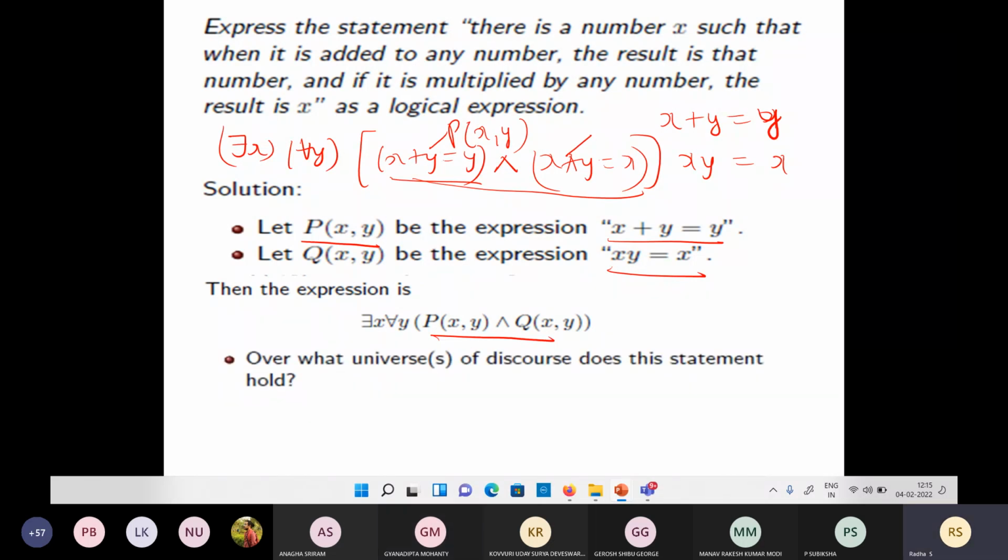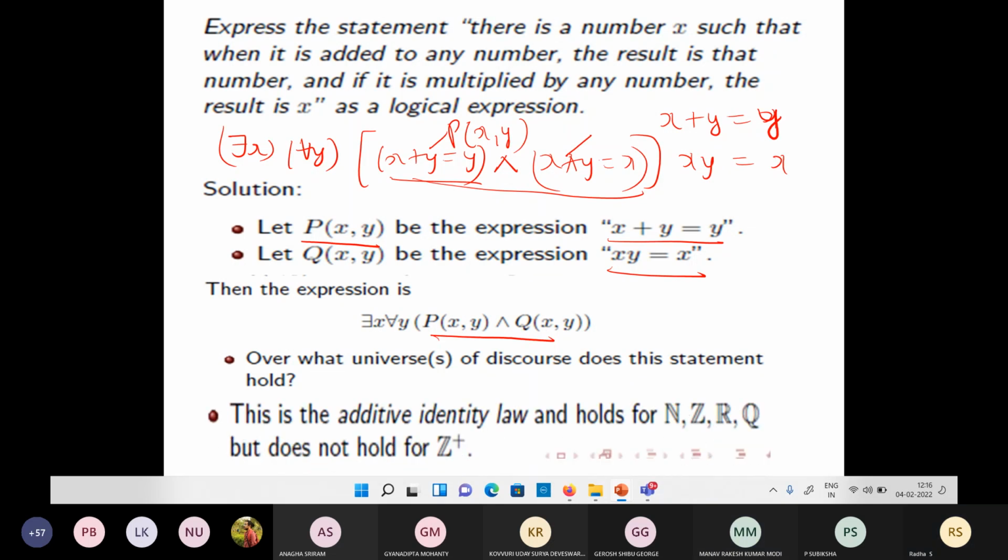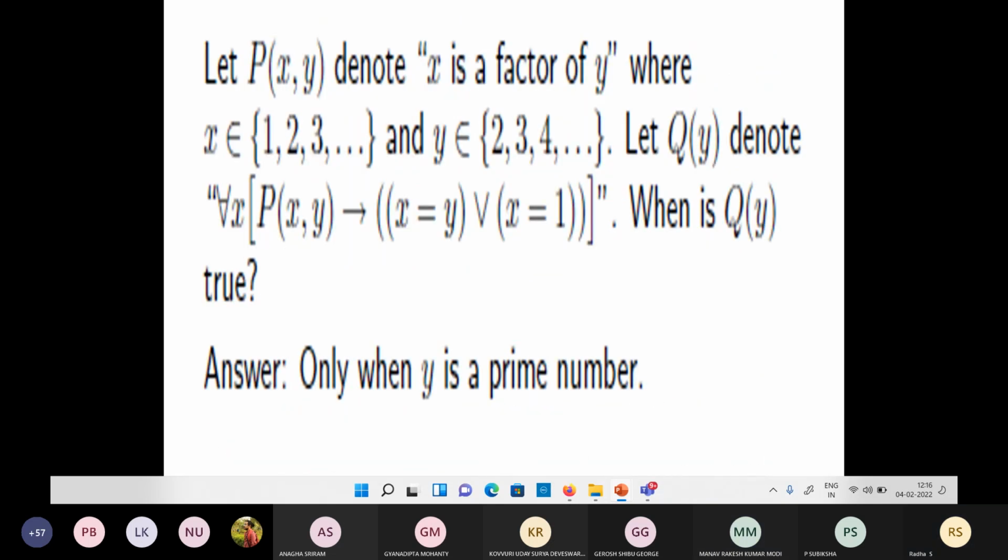For what universe of discourse does this statement hold? Real numbers. All real numbers, this will be true, right? So this is true for all real numbers. Okay, correct. I should have removed the answer, but anyway.